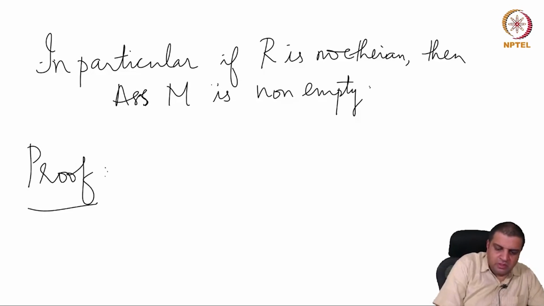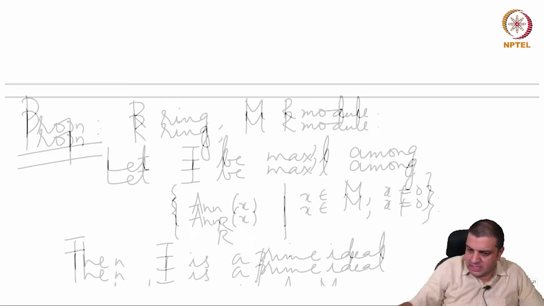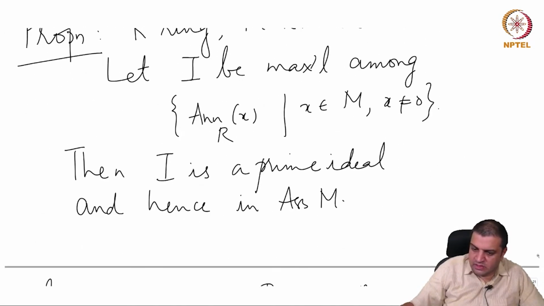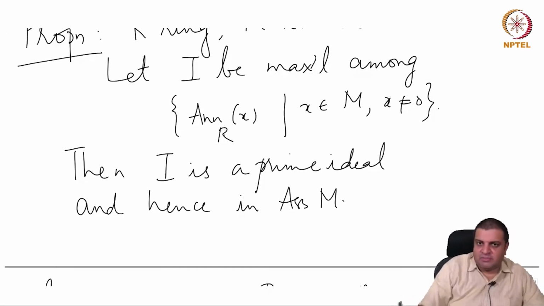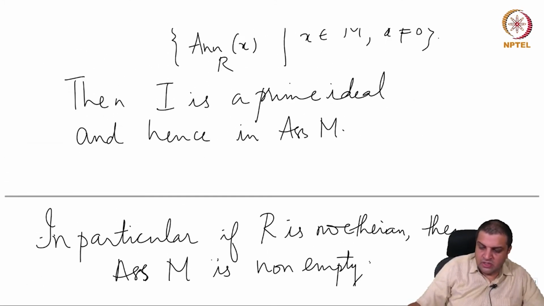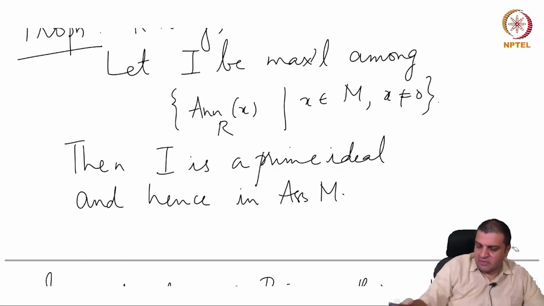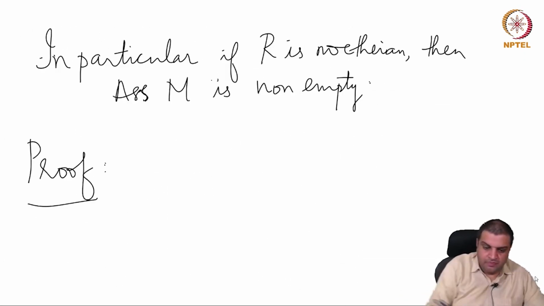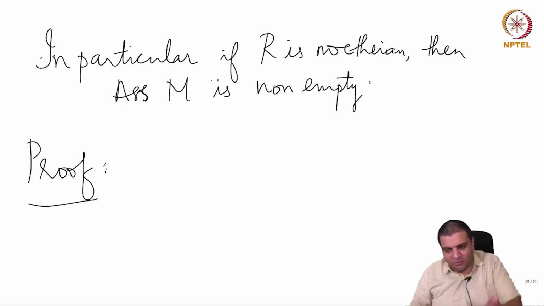The last part is an immediate consequence of the first part, because any non-empty collection of ideals has a maximal element. That's a property of Noetherian rings. So we'll just prove the first part.